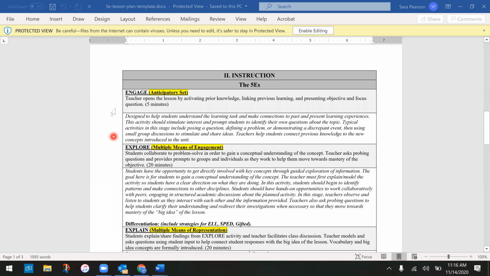You're just getting students excited about learning and seeing what they already know. The teaching in the 5E lesson plan comes after the explore phase, in the explain phase.